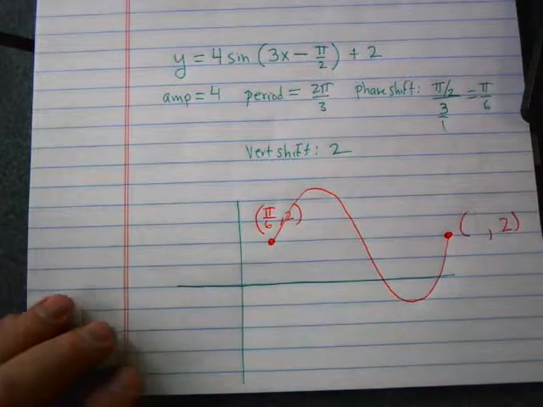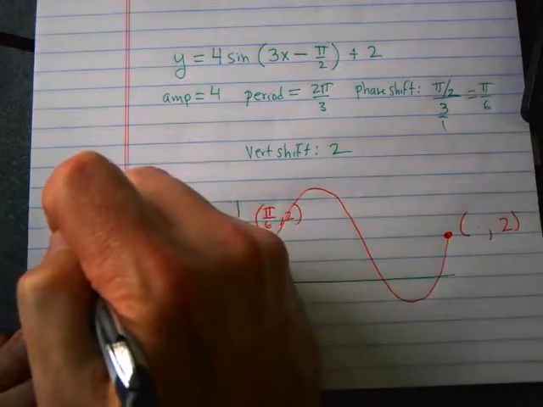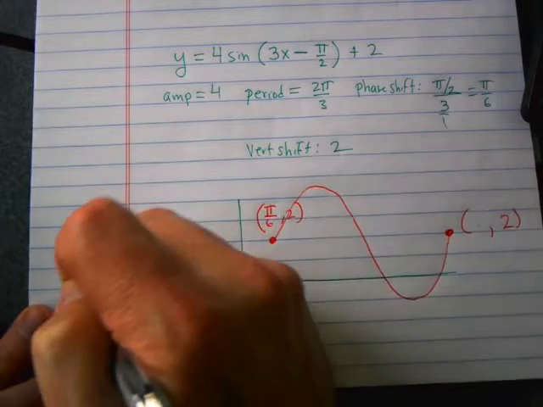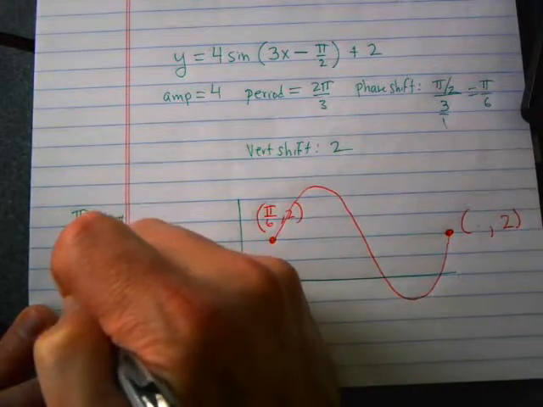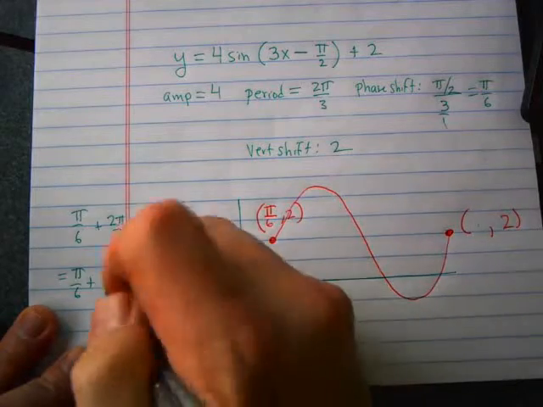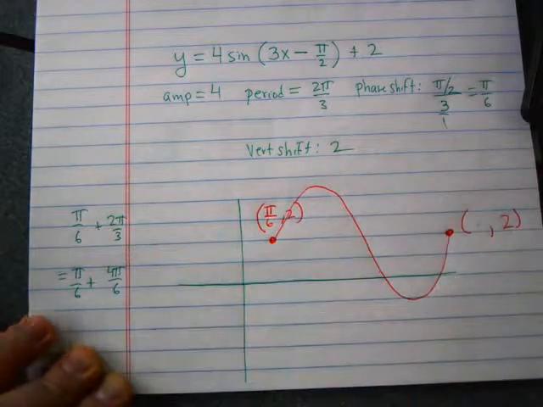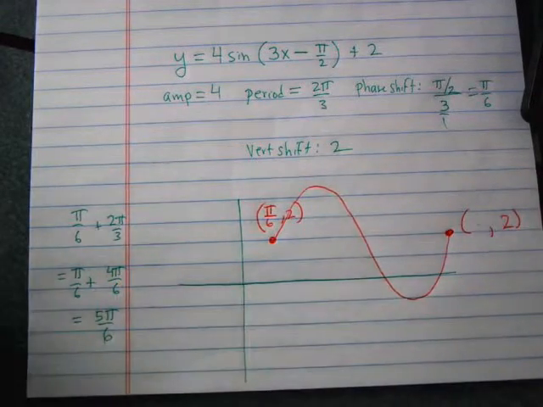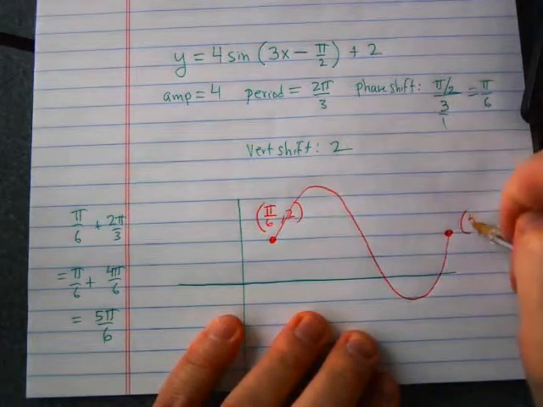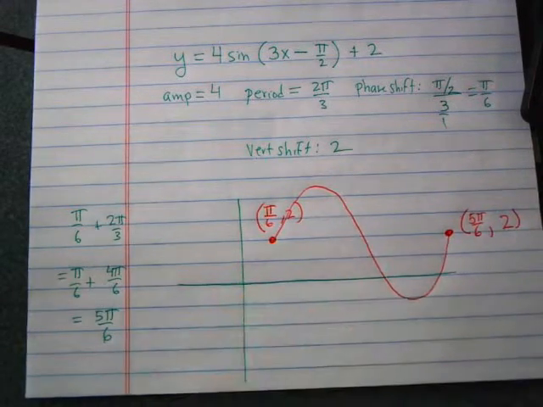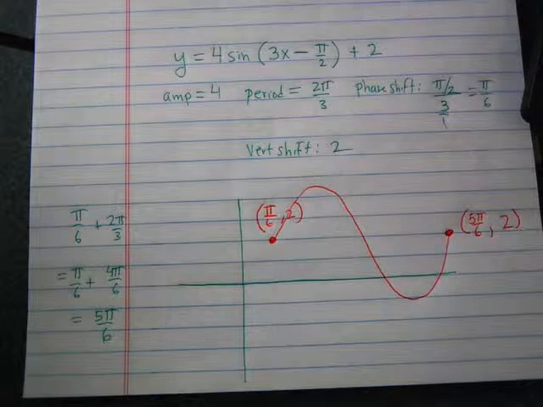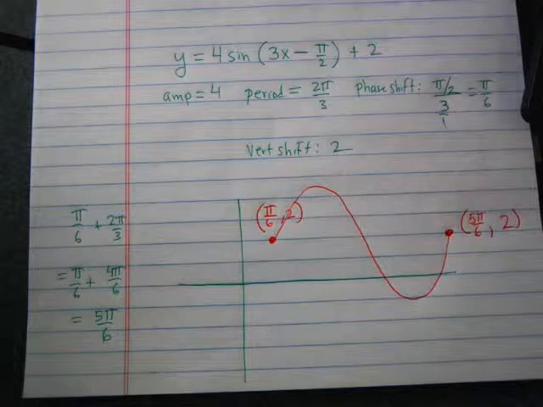So, come off to the side here. Pi over 6 plus 2 pi over 3. That's pi over 6 plus 4 pi over 6. That looks like 5 pi over 6. Good so far? Looking good? All right. What's next?